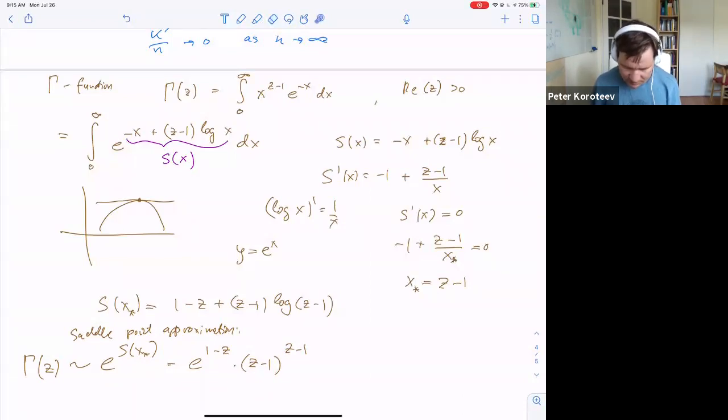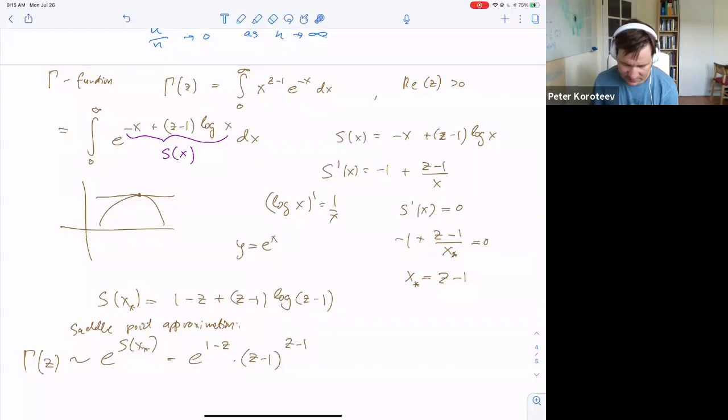I skipped over a couple of things here, and we need to argue that this approach makes sense, but you can think of it as finding the stationary point, the critical point where the derivative of this functional is equal to 0, and then using the value of the function s evaluated at the position of the critical point. That gives you the approximation for the value of the function itself.